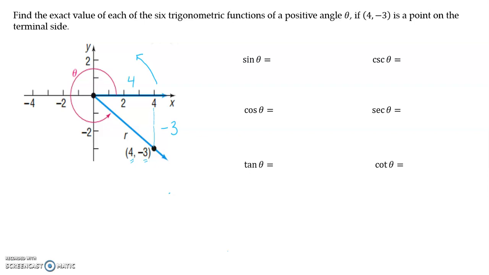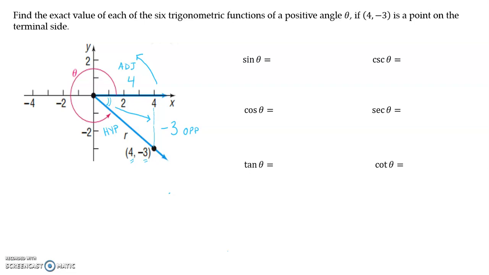And when we're working with the triangle, this is going to be the angle measure that we're talking about. So let's go ahead and label our sides with words. This is going to be our opposite side, where that -3 is. Across from our 90-degree angle, we have our hypotenuse. And our last side here is our adjacent side, which has a length of 4 units.